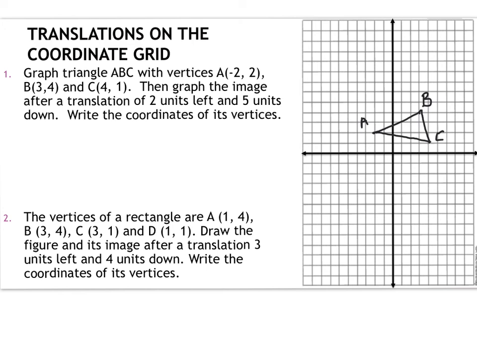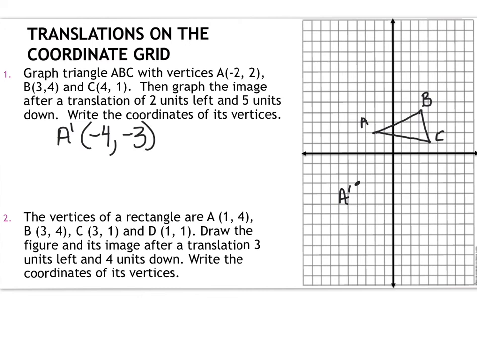So we're going to take each vertex and move it. I'm going to start with A and go 2 to the left, so 1, 2, and 5 down. I don't make a point until I do both directions. So 1, 2, 3, 4, 5, and my new vertex is going to go right there. I'm going to call it A with an apostrophe, A prime, and give my new value, which is now (-4, -3).